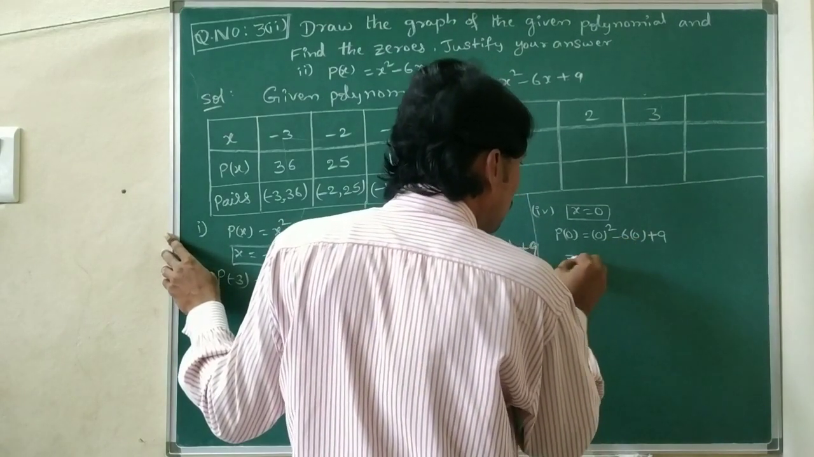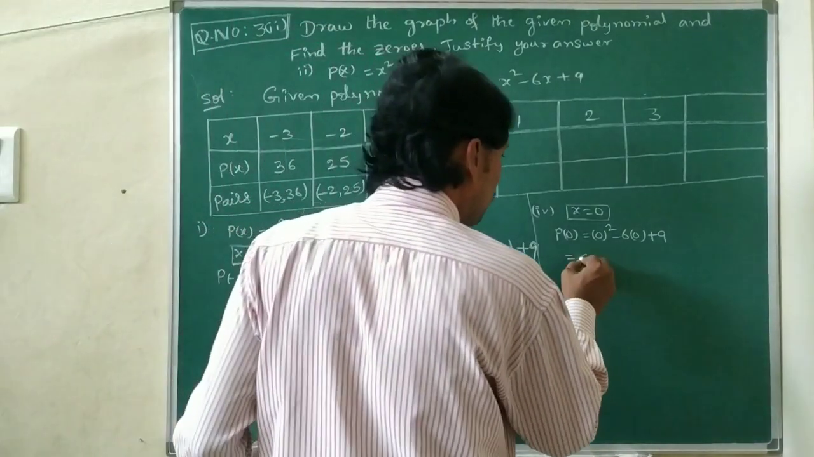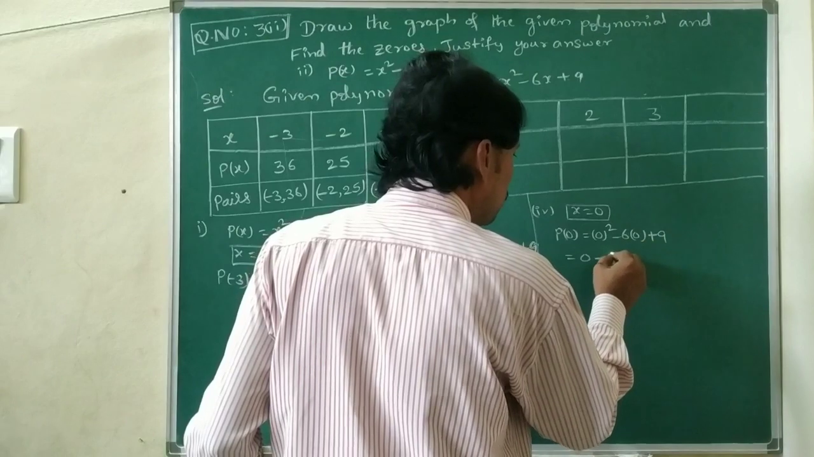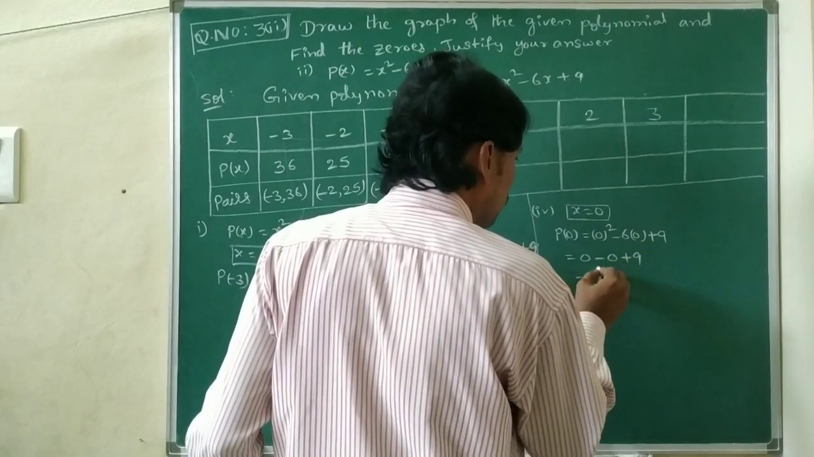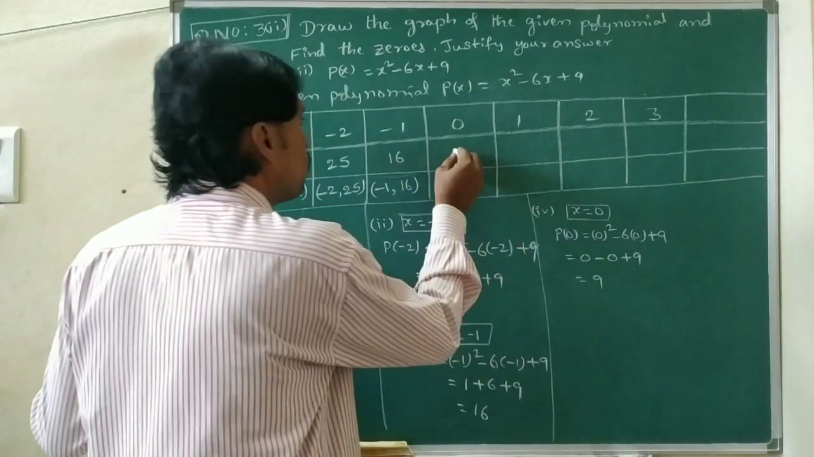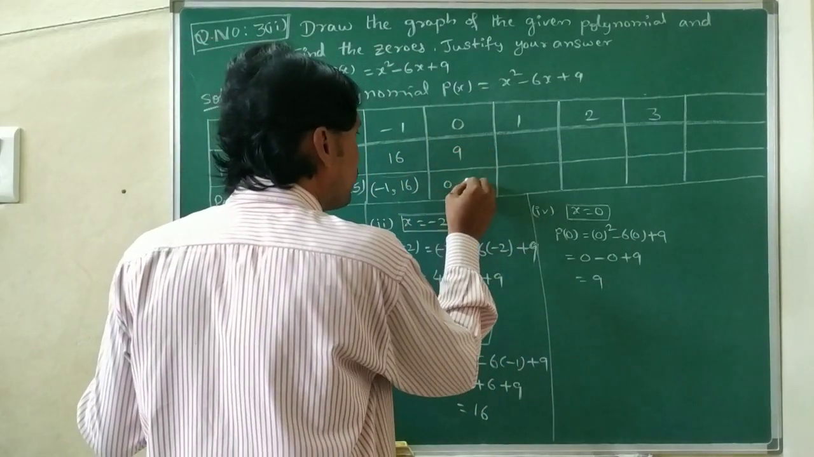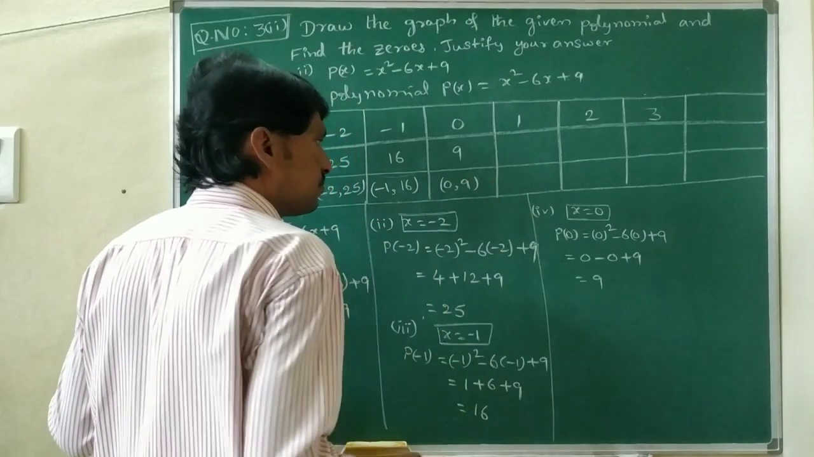So that equals 0 whole square. 0 whole square means 0 into 0, that is 0 only. Minus 6 into 0, 0, plus 9. That equals 0 minus 0, 0 plus 9, so we are getting 9. So here we can get 9. So 0 comma 9, that pair we can take as 0 comma 9.